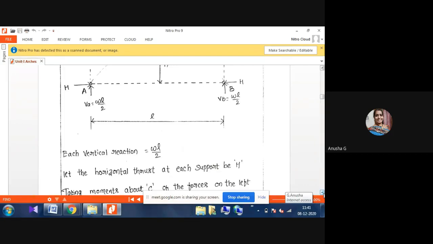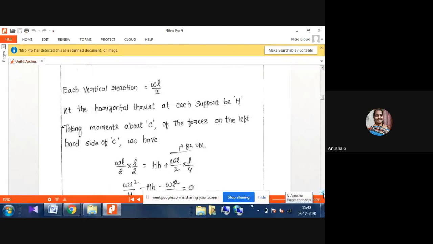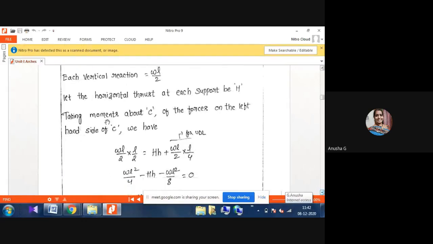Once we find the vertical reactions, we have to find the horizontal thrust at a section. Taking the moment about C, C is nothing but the crown, and the forces on the left hand side we are taking here. That one is VA into L by 2. VA is nothing but WL by 2 into L by 2. VA into half of the distance equals our formula H into h plus W into L by 2, whatever the load for a UDL, W into L by 2 into L by 4.